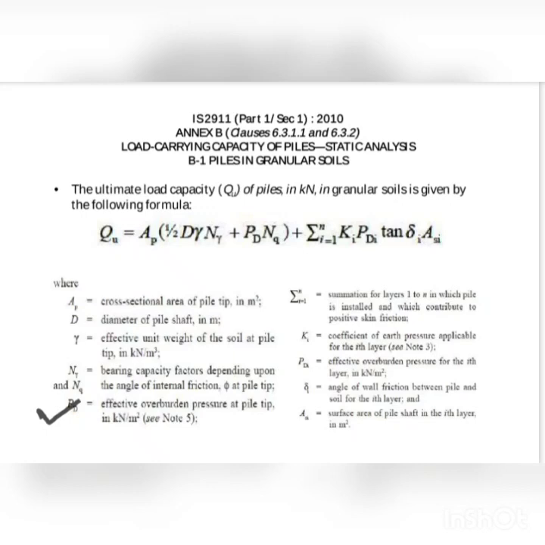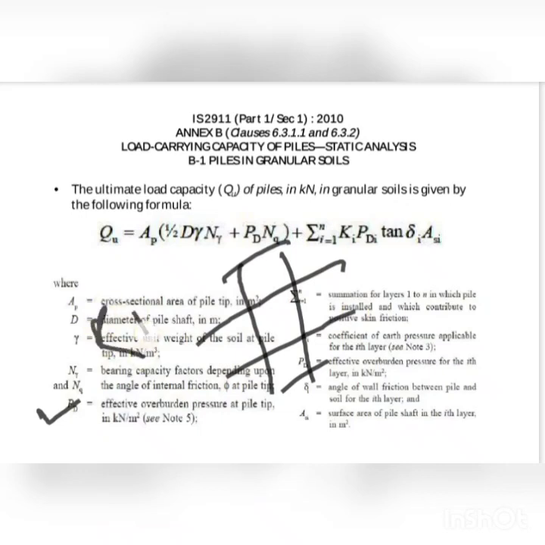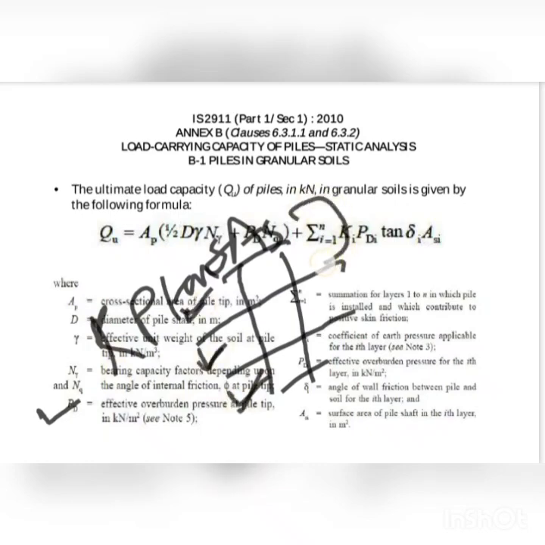Now, if the pile is passing through several layers, then this K, P, tan delta and A S, for every layer this will be different. The value of K, the value of P suffix Di, tan delta i or A suffix i will be different for each and every layer. So we have to add all this. So that's why the summation is given. This is summation of i equal to 1 to n, where 1 to n is the number of layers that the pile is installed into.